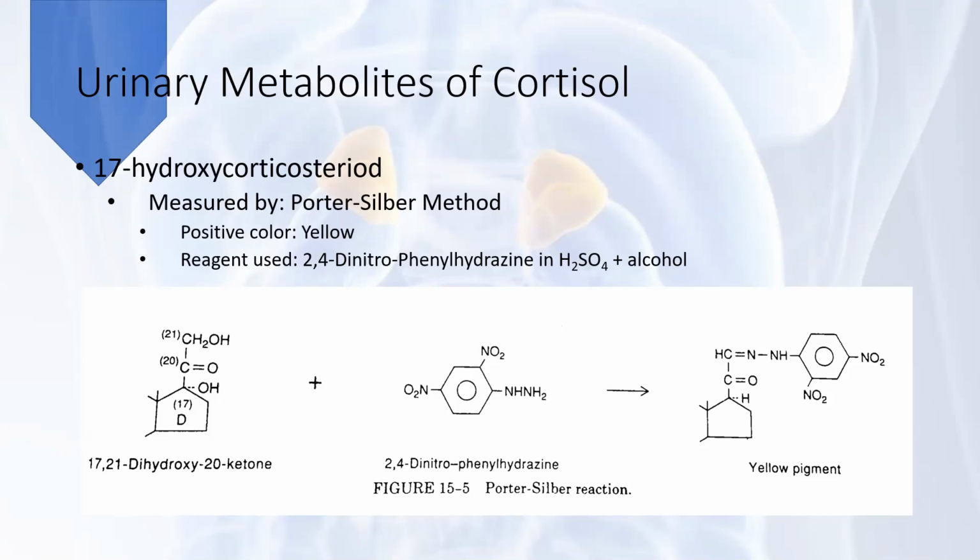Remember that this can be measured through what we call Porter-Silver method, which will give us a yellow color of the analysis. The reagent used in your Porter-Silver method or your Porter-Silver assay is the use of 2,4-dinitrophenylhydrazine in your sulfuric acid and alcohol. Take note guys that the Porter-Silver assay for urine cortisol and derivatives capitalizes in the reaction long employed for carbohydrate analysis.